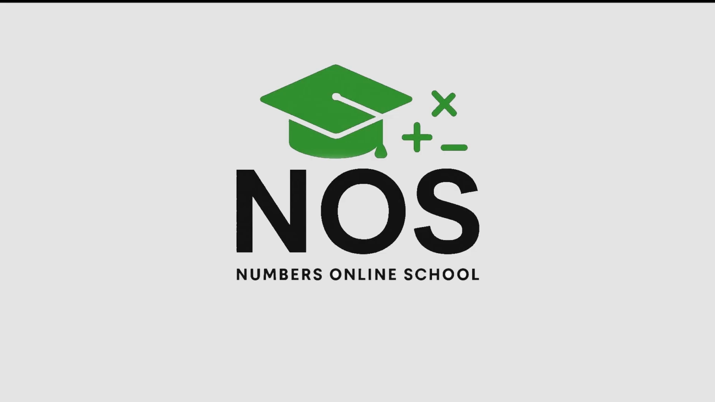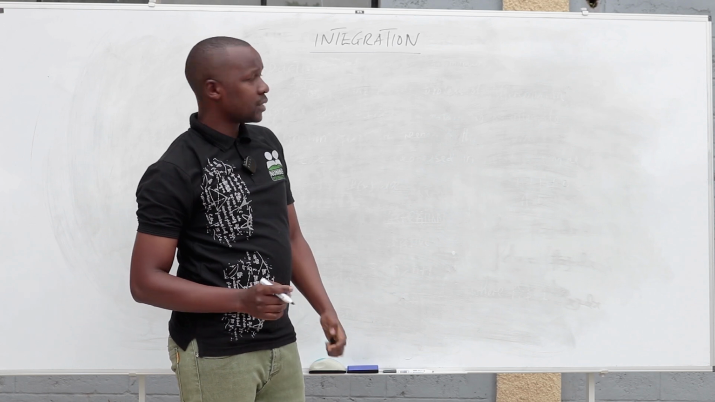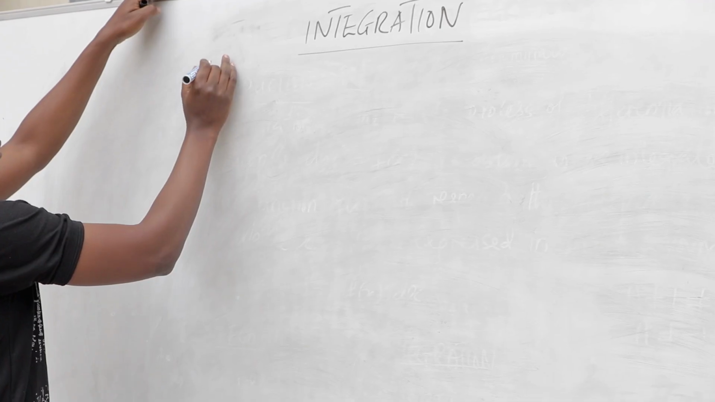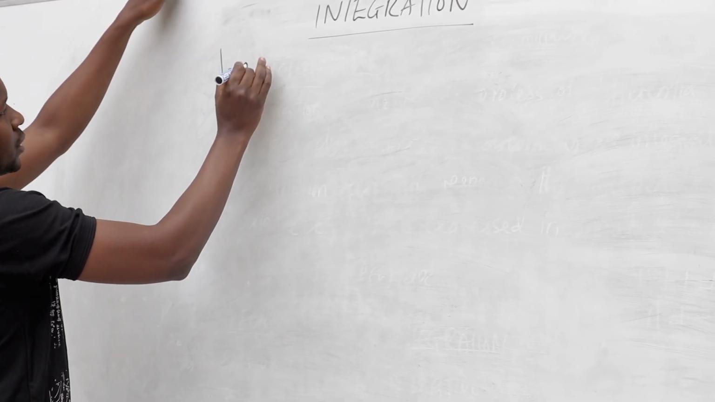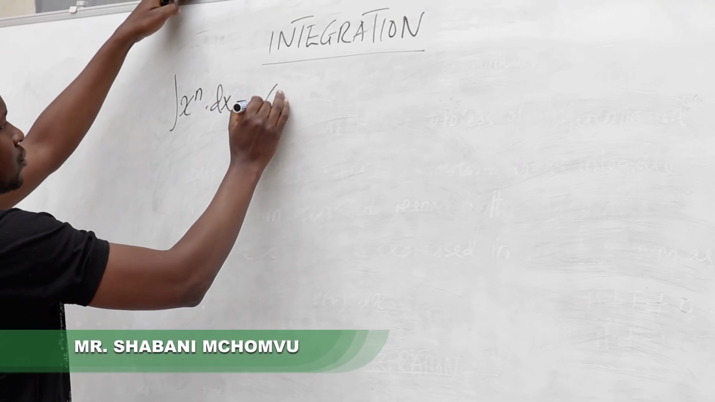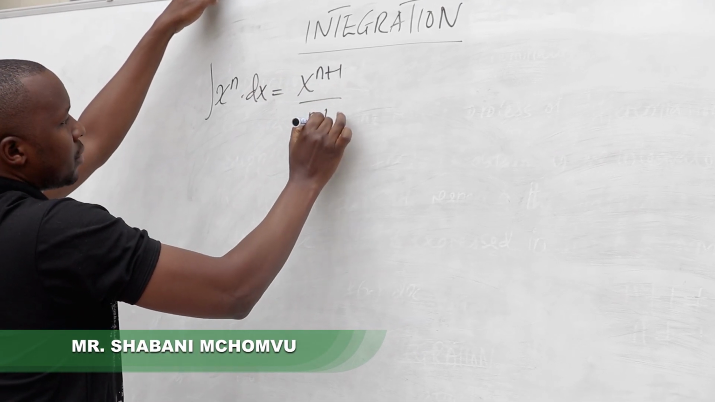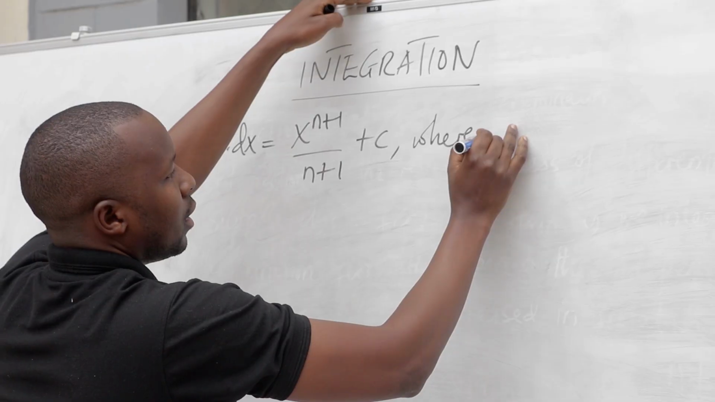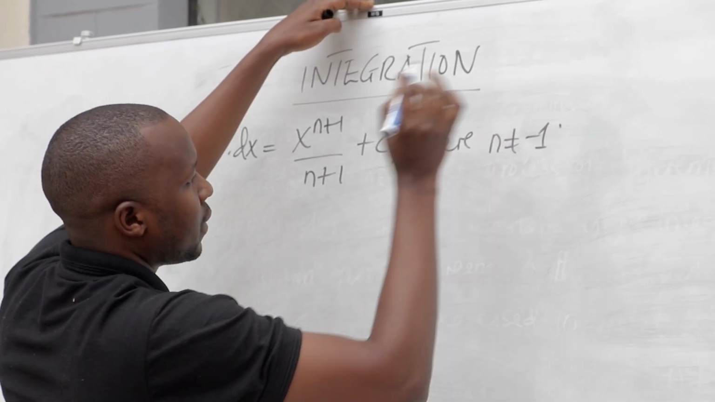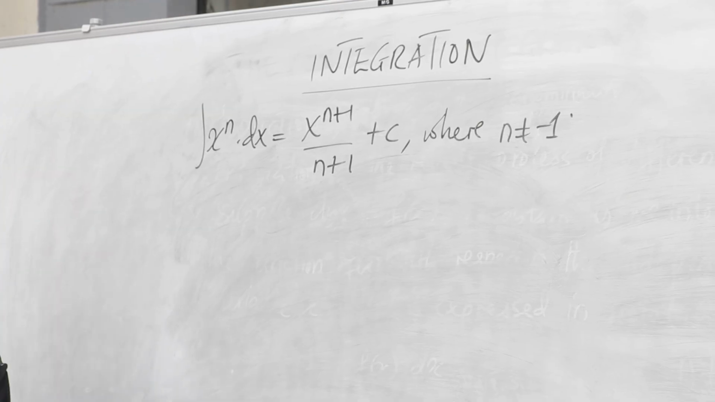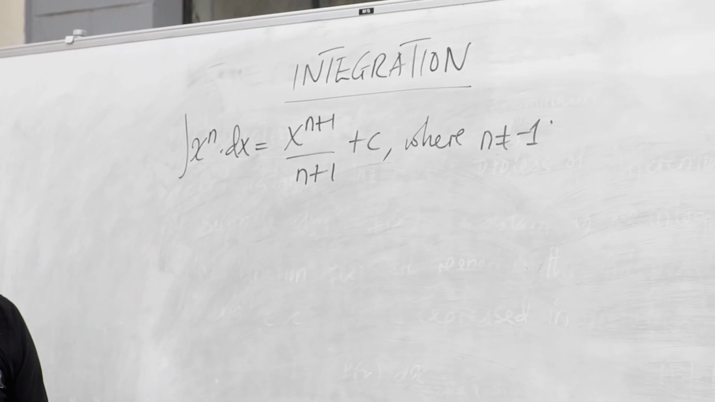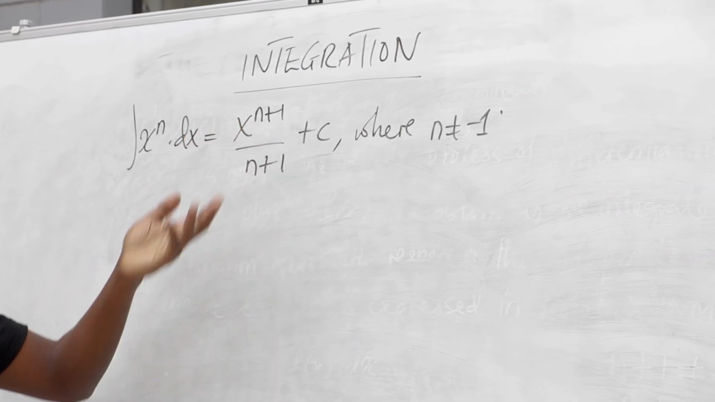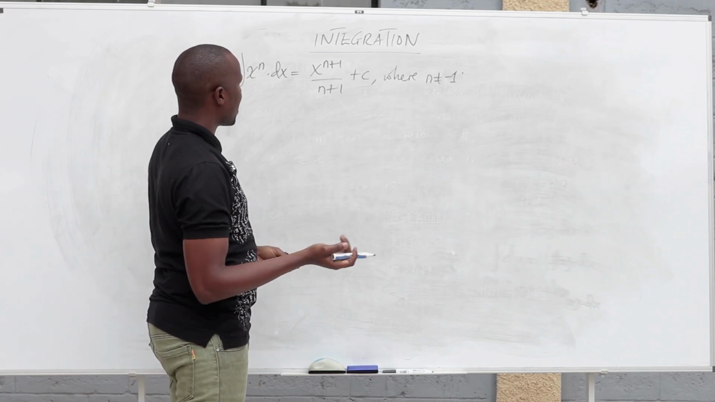Now let's see how we integrate the power functions. So we recall our power rule: integration of x raised to n with respect to x equals x to the n plus 1 over n plus 1, plus the constant c, where n is not equal to -1. From here, we can say integration means we add the power by 1. But when we differentiate, we reduce the power by 1.